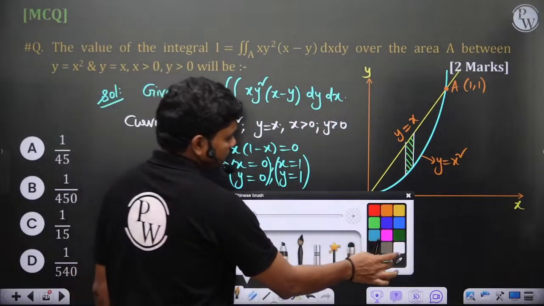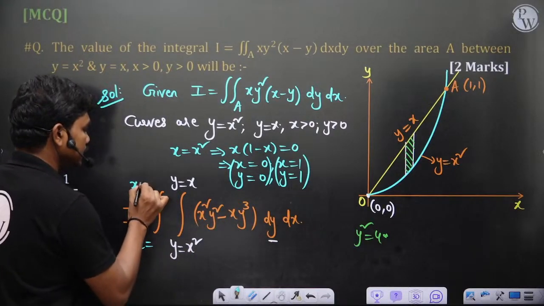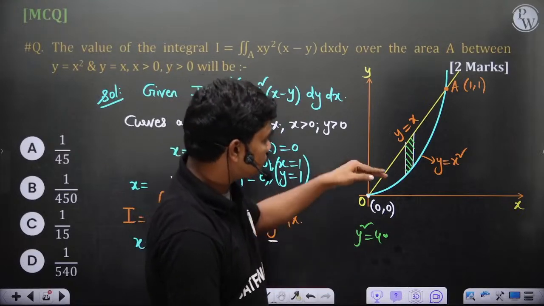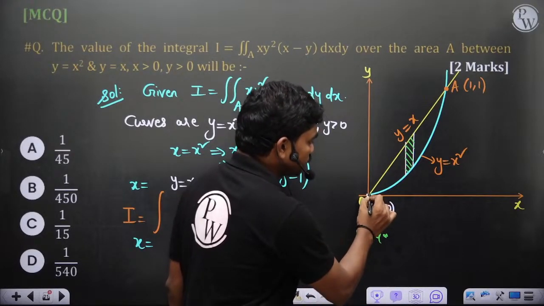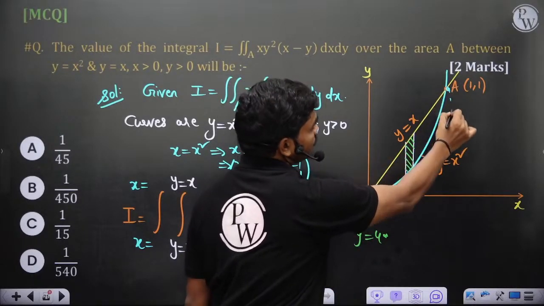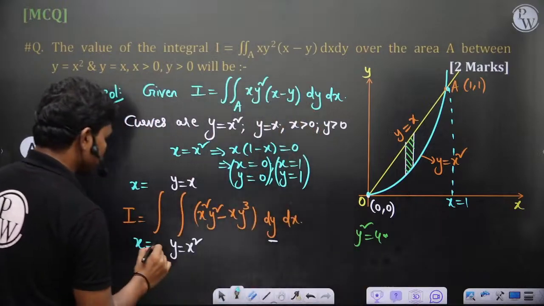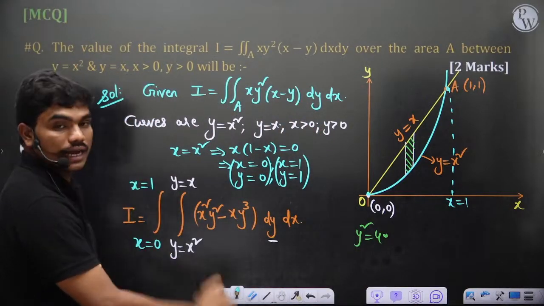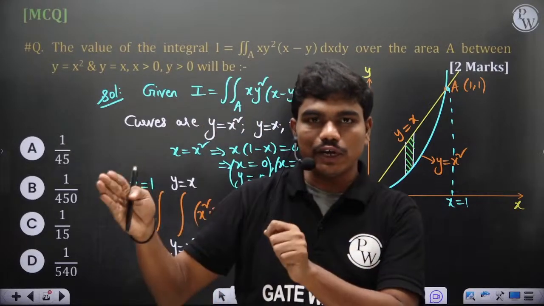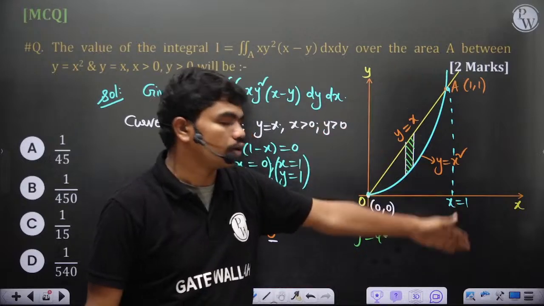So once you write this, what are the x limits? In this region the least value of x is somewhere here, so x equal to 0. The topmost point is here, and here the value of x is 1 actually. So x goes from 0 to 1. Got it? Because x should have constant limits, and x has the least value 0 towards the left, which is the origin, and the highest value 1 at this particular point.